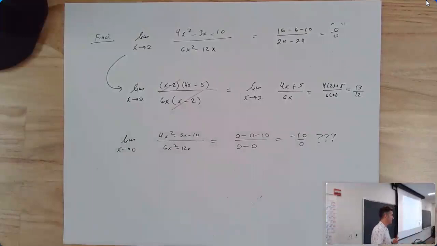This is where you get a vertical asymptote. So if you end up getting a non-zero number divided by 0, you get some sort of vertical asymptote. So to solve this one, we would have to know rules that come later.